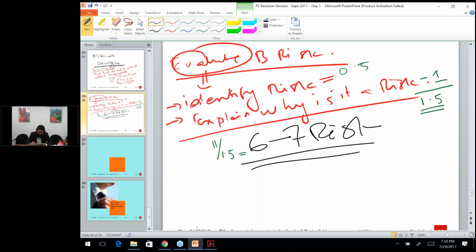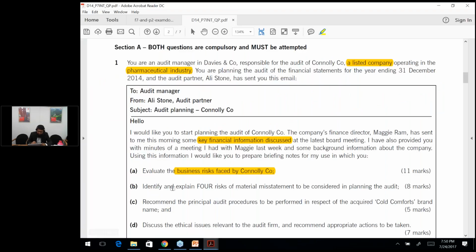Now let's move on to the next requirement. The next requirement says identify and explain four risks of material misstatement to be considered in planning the audit, and it's an 8 mark requirement, which makes it very simple: 2 marks per specific single thing. Then there is this requirement: recommend the principal audit procedures to be performed in respect of the acquired Coal Comfort brand name, and discuss the ethical issues.